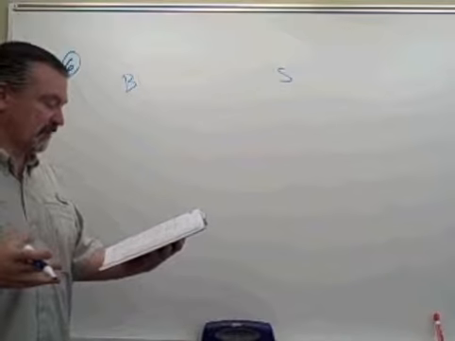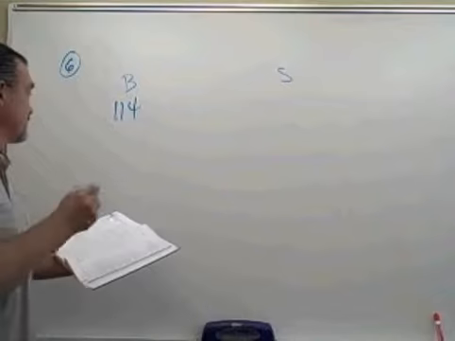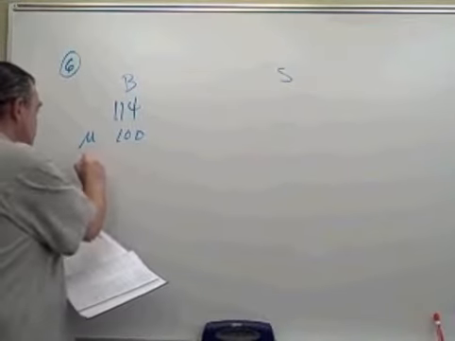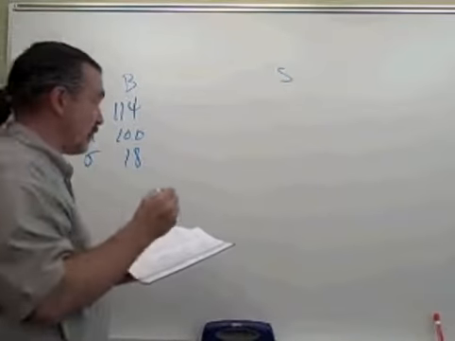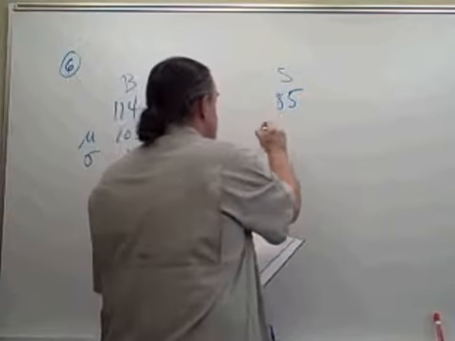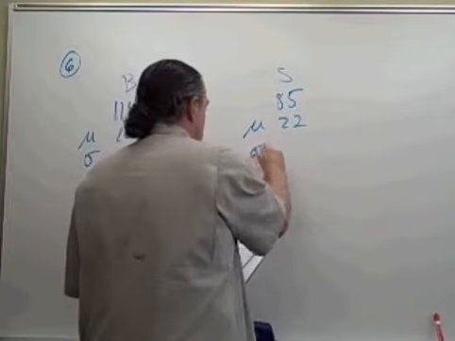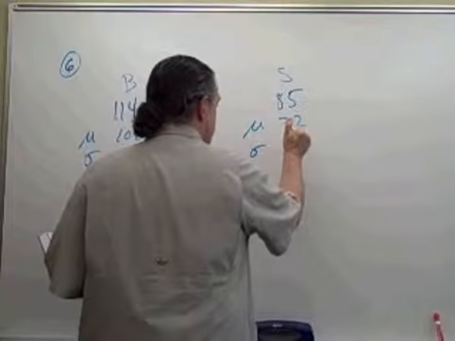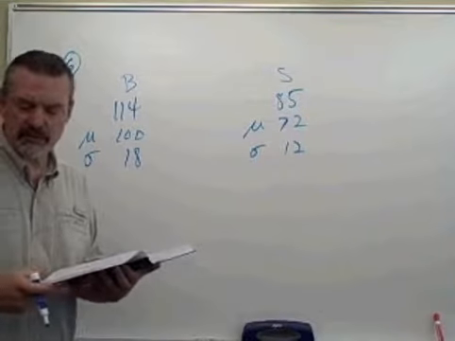He scored 114, okay, so his score was 114 on a test that had a mean of 100 and standard deviation of 18. She scored 85 on a test that had a mean of 72 and standard deviation of 12. Which one had the better score?